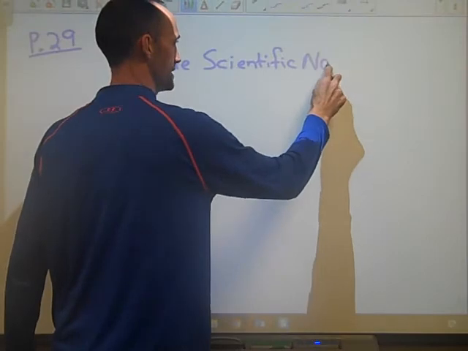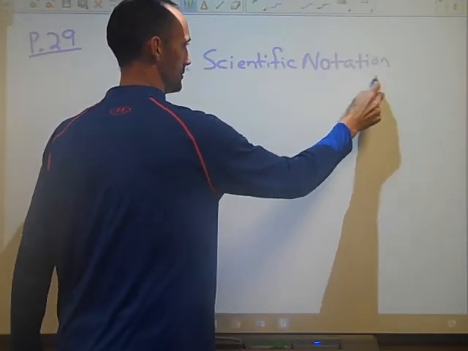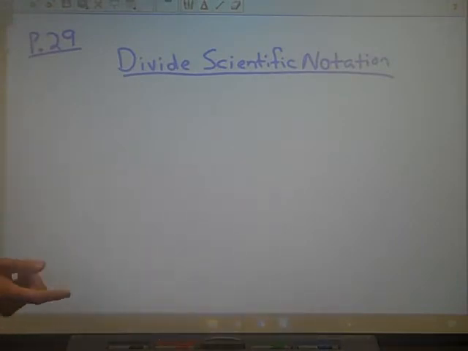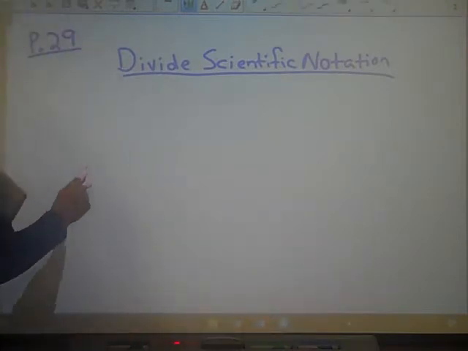So we've given a few examples on adding and subtracting when we have numbers in scientific notation. We've done a video on multiplying, and now we're going to do a short video on dividing numbers in scientific notation. So here, let's do our first example.